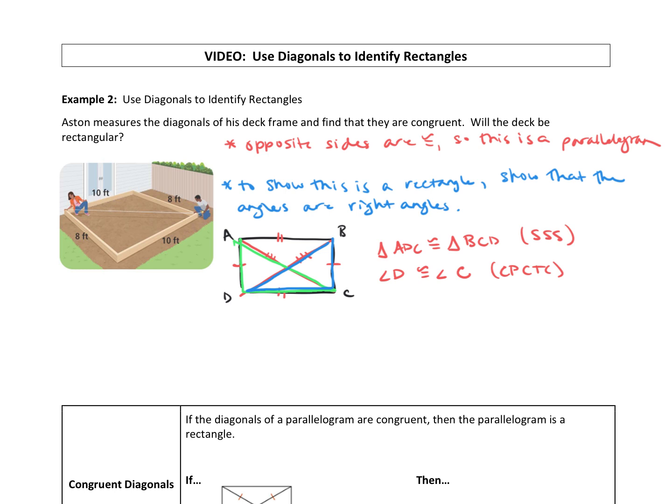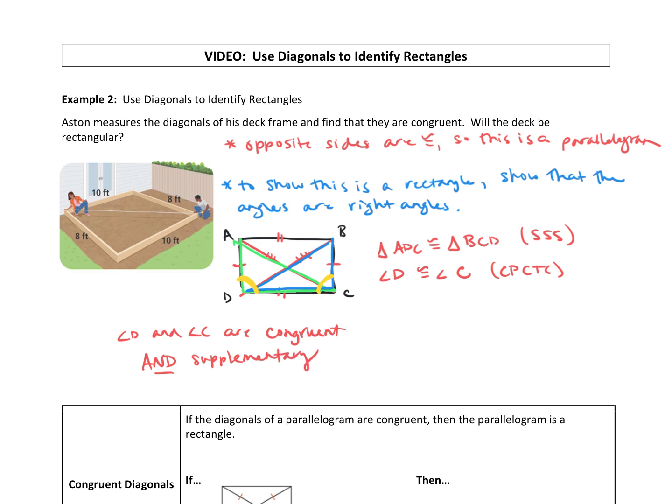Okay, so we have a parallelogram. We know that this angle D right here is congruent to this angle C. So angle D and angle C are congruent. And they are supplementary because those are consecutive angles in a parallelogram. We've already determined this is a parallelogram. So those are going to be supplementary.